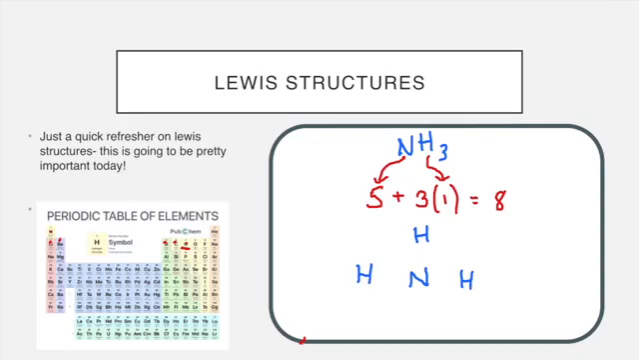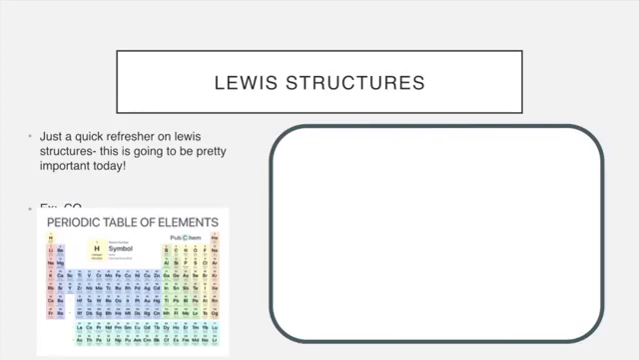The first thing you want to do now is connect the atoms with bonding electrons. Remember, each bond consists of 2 electrons. I have 8 total, so this will be 2, 4, 6. The last 2 are going to go on nitrogen because hydrogen can only have 2 electrons. The only thing you're ever going to have for hydrogen is 1 bond. So this is what the Lewis structure looks like for NH3, just like that. All right, let's do another one.